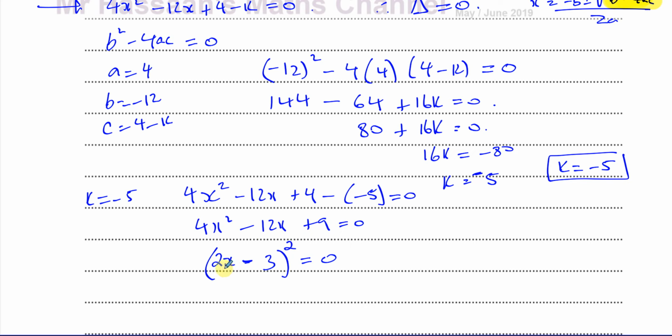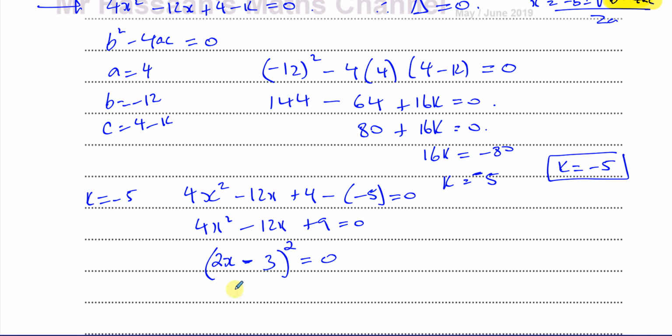So when you expand a square bracket, you square the first term, 4x squared, square the last term, plus 9, but the middle term is always the product of these two, doubled. So 2x times minus 3 is negative 6, doubled is negative 12x. So we know that this is definitely the correct factorization, right? If we expanded this, we're going to get 4x squared minus 12x plus 9.